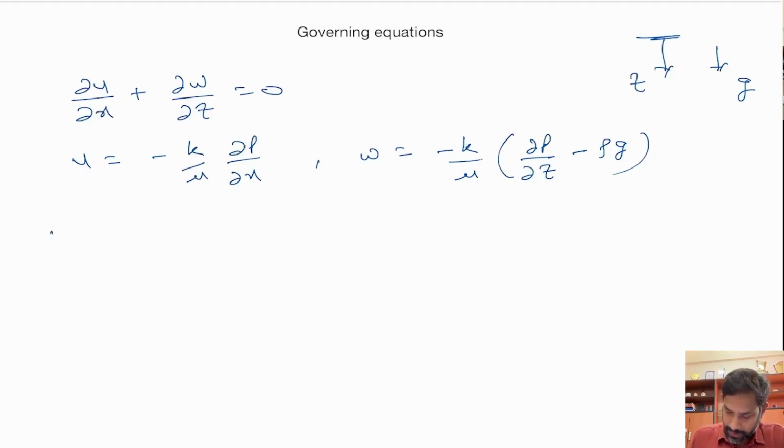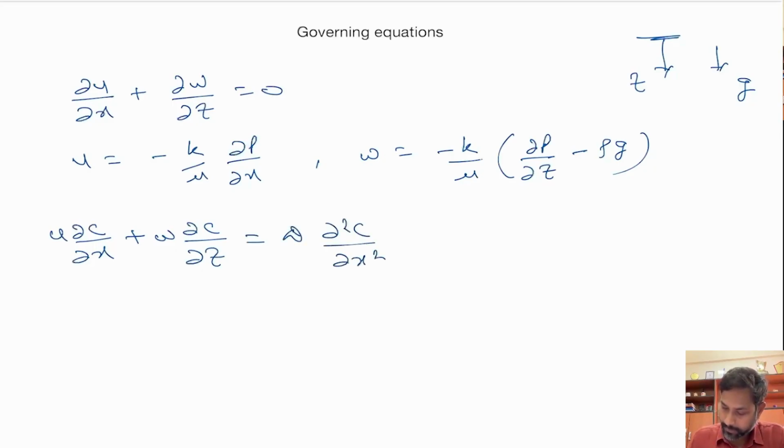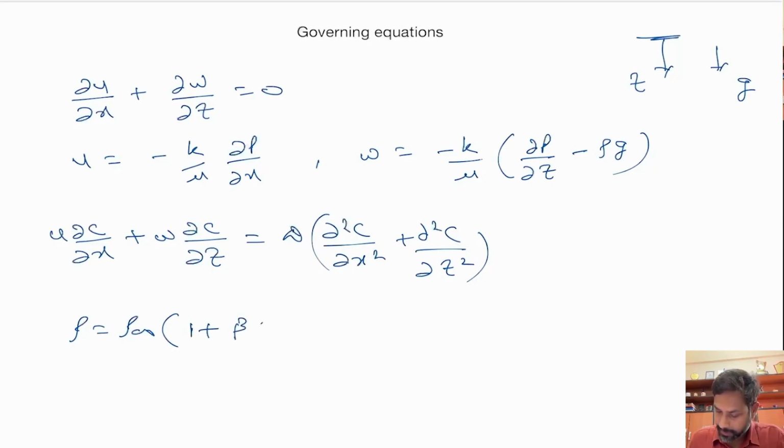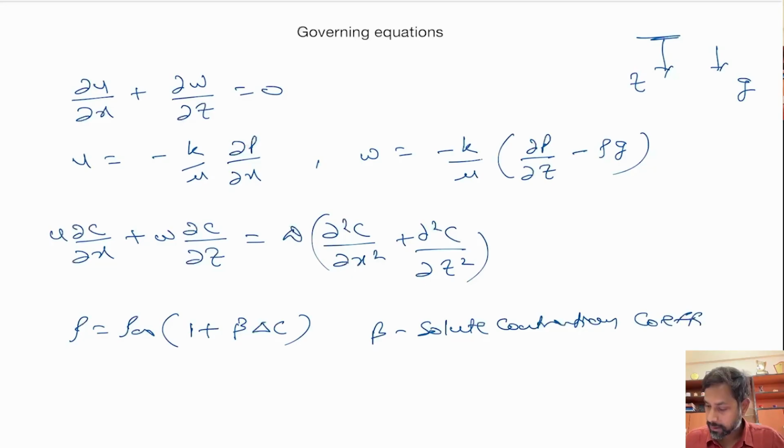And then we will write the advection dispersion equation as dz. Okay, so this is the advection dispersion equation, and we can write density as beta delta c, where beta is the solute contraction coefficient.